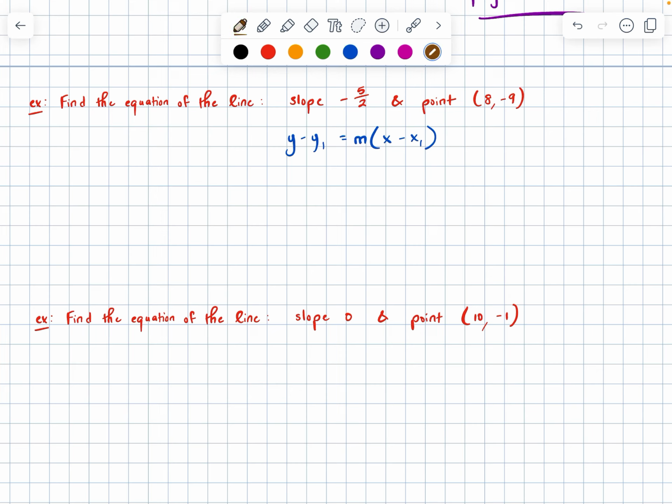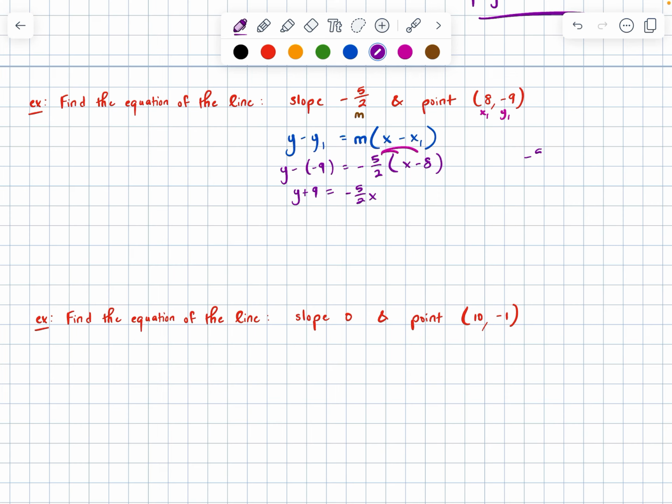So from here, I know that my slope is m, so my m value is going to be negative 5 over 2. And then my point here, 8 and negative 9, I'll call x1 and y1 respectively. All I've got to do now is slot everything into place. So I've got y minus negative 9 is equal to negative 5 over 2 for m times parentheses x minus 8. Y minus negative 9 I can more simply write as y plus 9. And then that negative 5 over 2 I can distribute. So I've got negative 5 halves x.